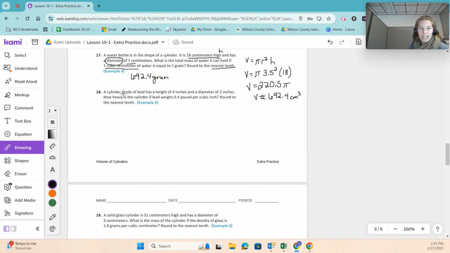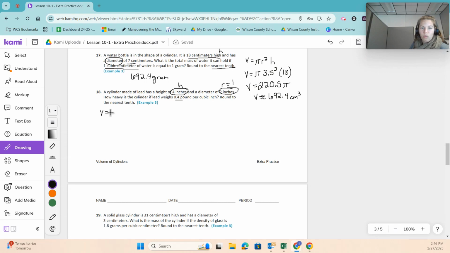Let's do another one like this. If it wasn't equal, I would just multiply by whatever. If it was 1 cubic is 2 grams, I would multiply by 2. Okay, so a cylinder is made of lead and has a height. Again, they give me the height is 4 inches and the diameter is 2. So that means my radius is 1. How heavy is a cylinder if the lead weighs 0.4 pounds per cubic inch? So at the end, we'll go back and deal with that and we'll do our multiplication.